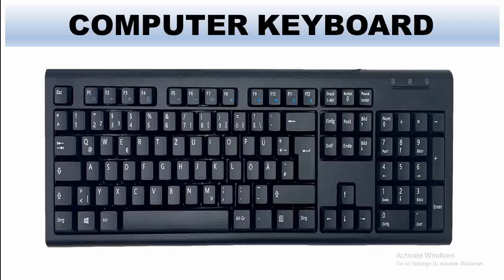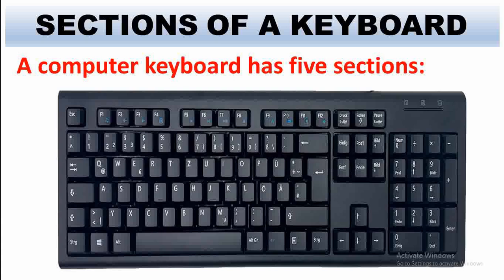And this keyboard we are talking about has sections. Look at the keys. We can see the arrangement of the keys. We can see that the keys are grouped somehow. So we have to understand this grouping for us to be able to know how to use this keyboard. That takes us to what we call the sections of the computer keyboard. A computer keyboard has 5 sections.